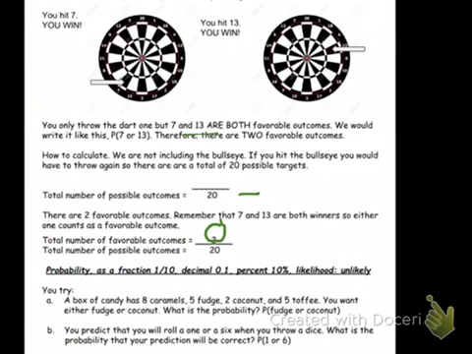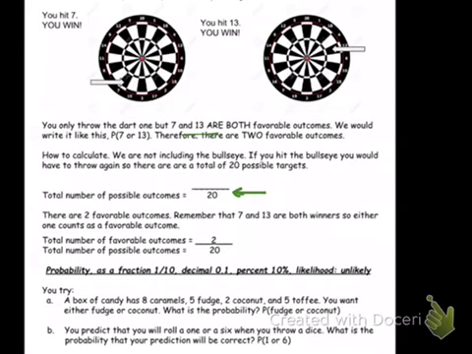So the question is, how do we figure that out? To figure out what the probability is. How likely is it that we will win at this particular game? So there's 20 total outcomes. You can see the dartboard is numbered 1 through 20. So you can see right here that there's 20 total outcomes.